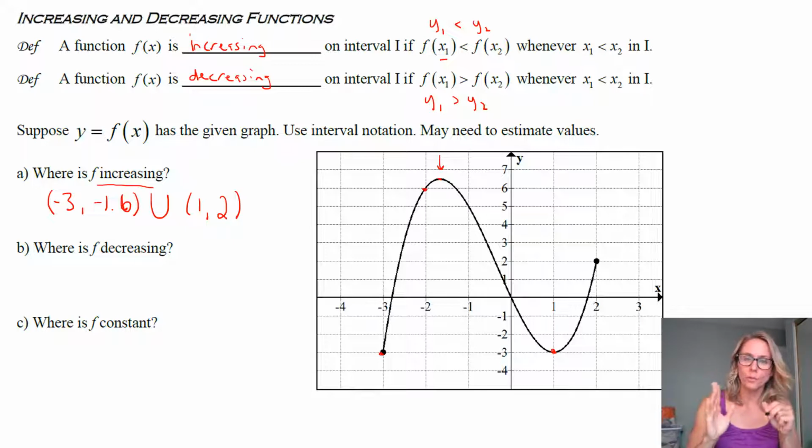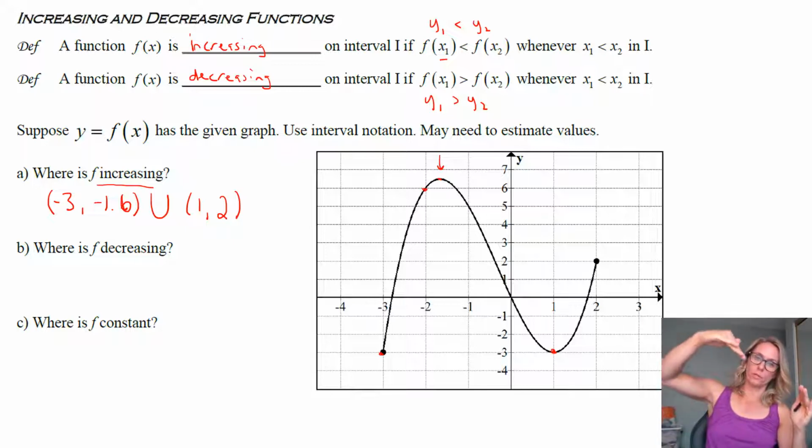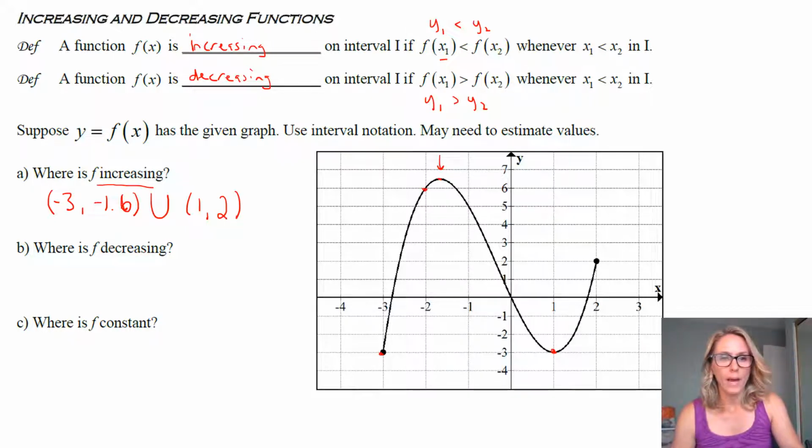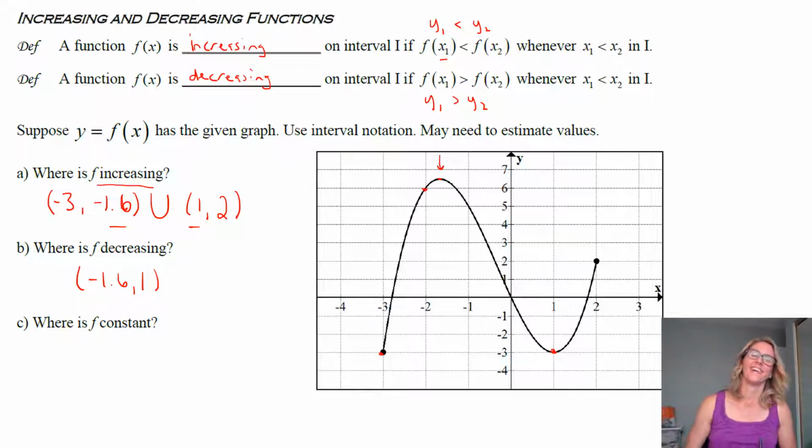So I have two intervals where the function is increasing, and then we can see there's this middle portion where the function is going down. That is kind of easy because I should be able to see that it's just in between those two values that I already came up with that separates those two intervals. It's the interval in between. So from negative 1.6 to 1, I've got a function that is decreasing.